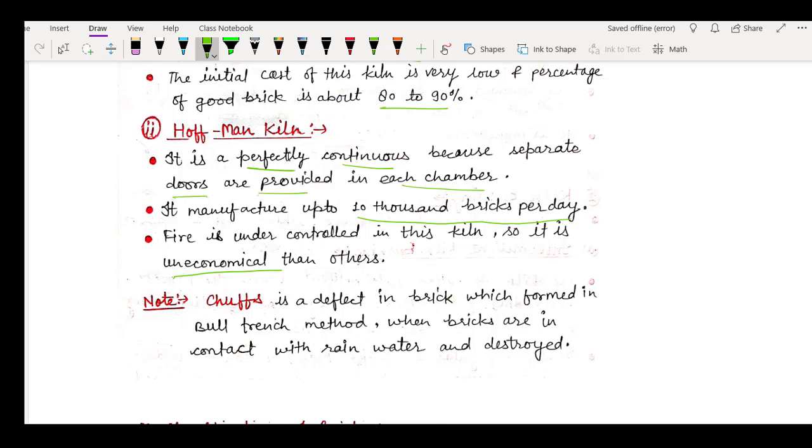So there is a note that chuffs is a defect in bricks which are formed in the bull trench method. So there is a disadvantage of the bull trench method here. The term chuff occurs, which is a defect in brick. It occurs when bricks are in contact with rainwater and destroyed. So it is termed as chuffs. So in Hoffman there is a defect.